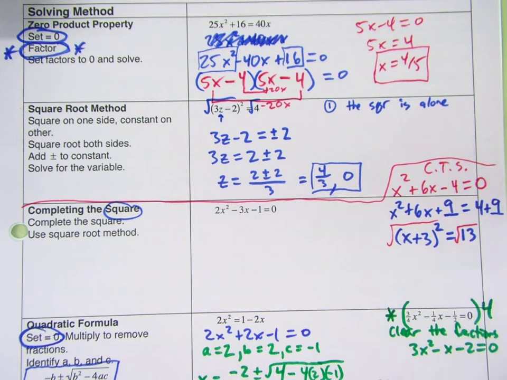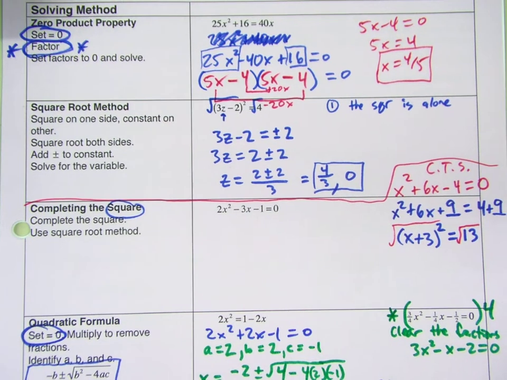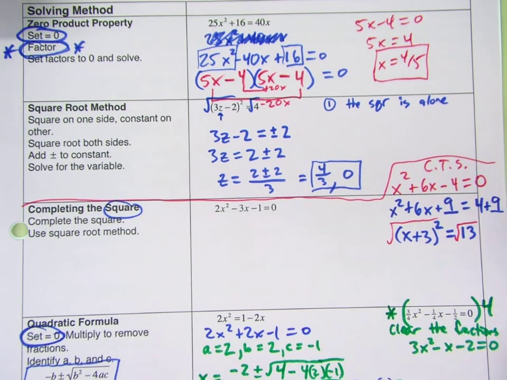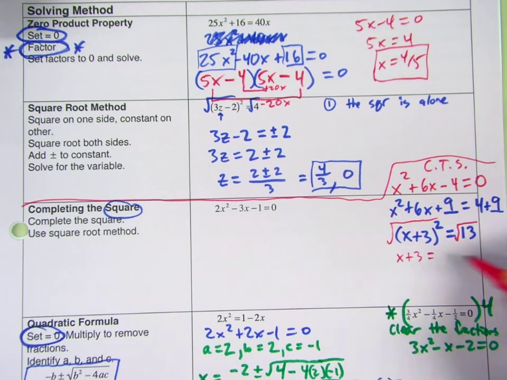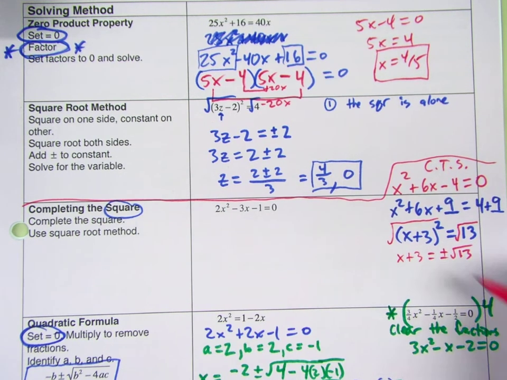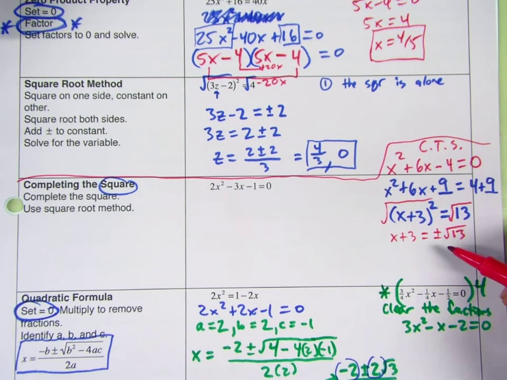13 doesn't square root. What if 13 doesn't square root? As long as it's positive or 0, we get a square. Oh, you mean like perfect? That's okay. We're just going to leave it then. So x plus 3 equals plus or minus the square root of 13. You're right. We can't reduce it, and it's not a nice number, so we leave it as root 13.